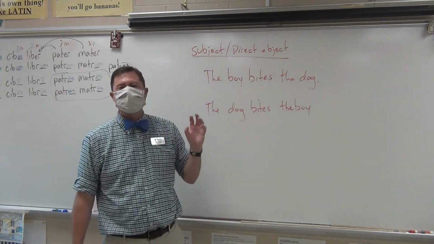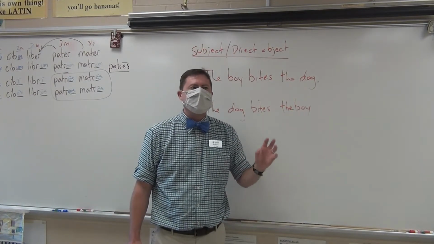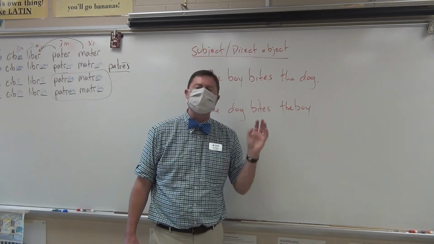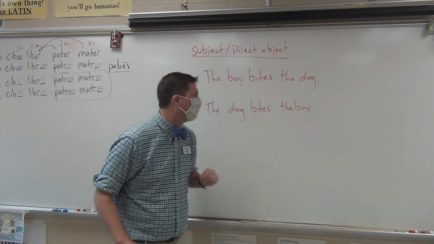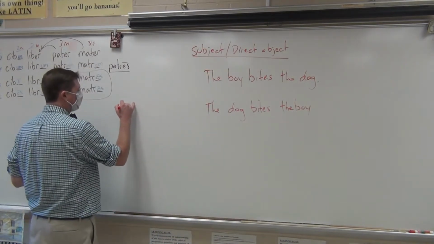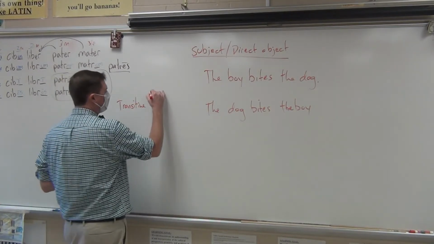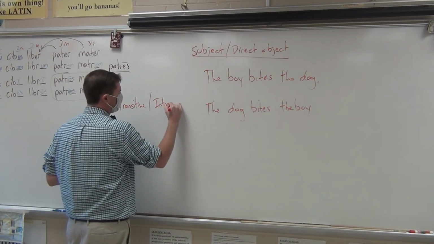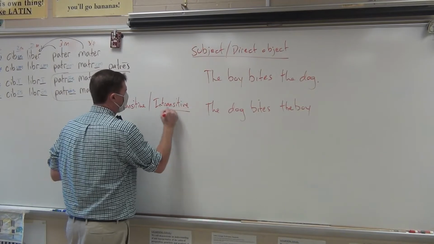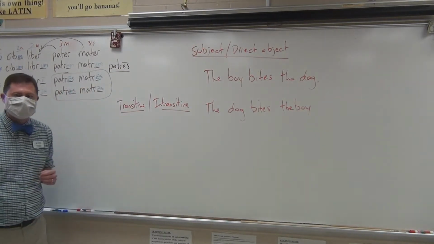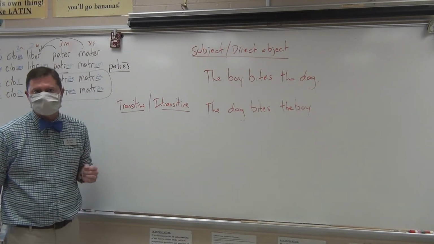Now, first and foremost, you must understand as well, in order to have a direct object, your verb has to be of a particular type. The two types of verbs that you can encounter like this are known as transitive verbs and intransitive verbs. Transitive verbs are those verbs that can have a direct object.